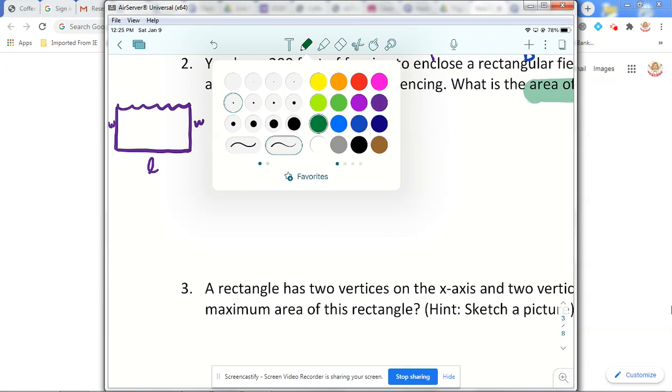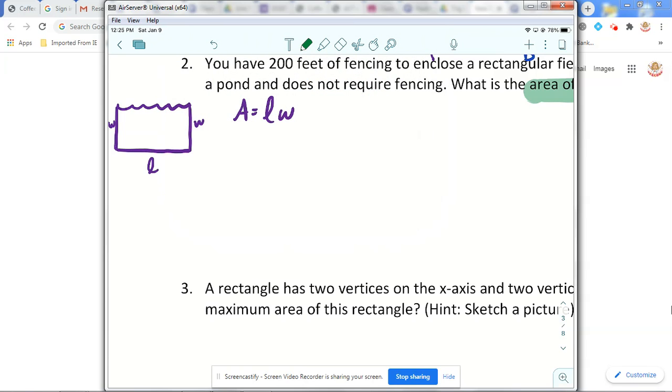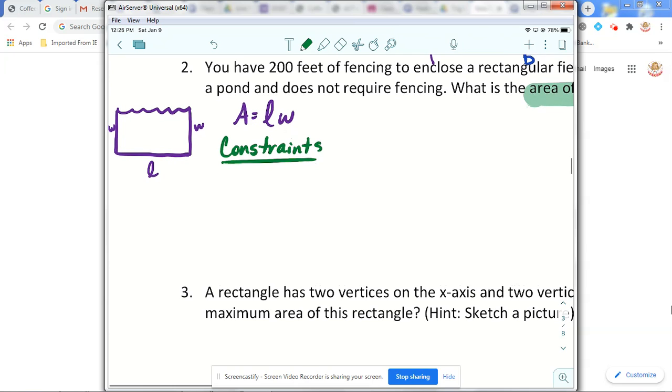Right, and we can't maximize an equation that has 2 variables, so we have to use the constraints. And our constraints are dealing with how much fencing we have. So we have 200 feet of fencing to do this fence, and so that's 2 W's and an L added together to give you your 200.